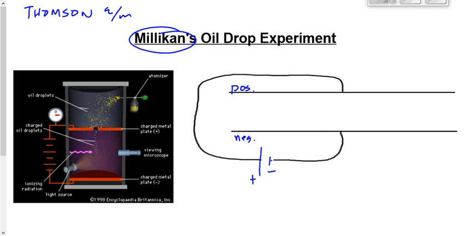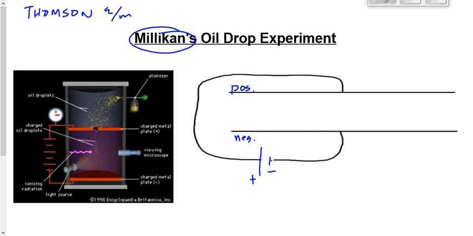Now, we inject tiny little charged oil droplets between these plates. We do that with something called an atomizer. An atomizer is basically like a perfume dispenser or a cologne dispenser. You go to a store, you buy some cologne or perfume, and you spray it, and the liquid, the thing that was a liquid just like water, turns into this fine mist. It atomizes the perfume or the cologne.